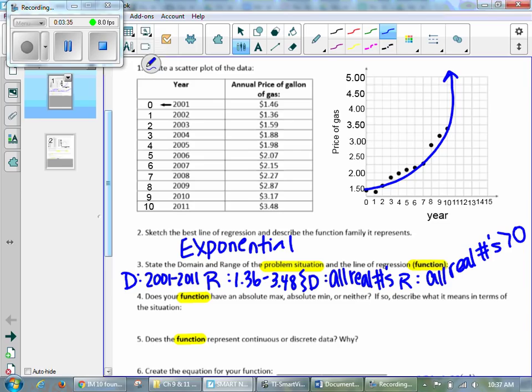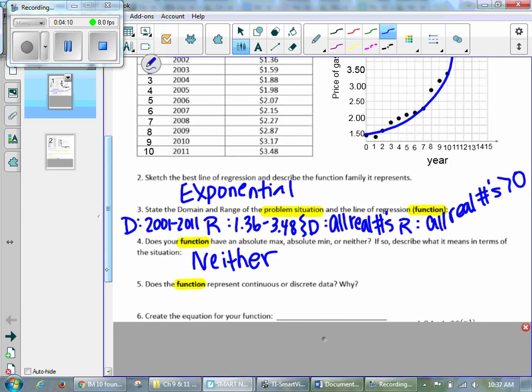Okay? Now, the reason I have for number 4 the word function highlighted is because we will be referring to the line you drew on your graph. Does your line, or your function, have an absolute min, max, or neither? Remember, in order to have those, there has to be a change in direction of your graph. So it has to be increasing and then decreasing, or decreasing and then increasing. So this particular graph has none. It has neither a min or a max. And that makes sense. There can't be a minimum gas price and there can't be a max gas price.